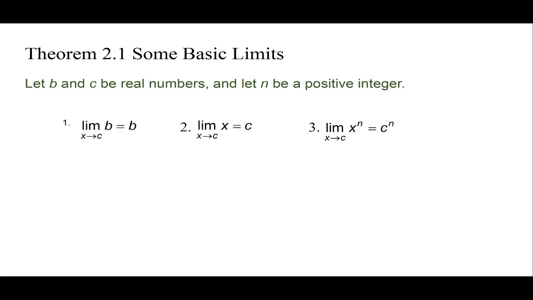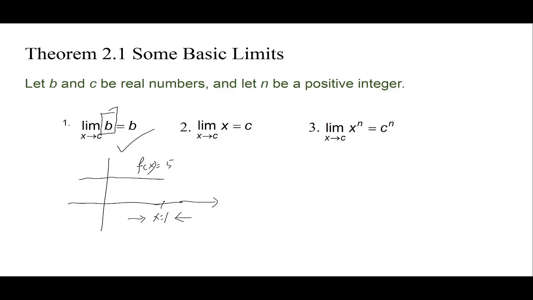There is theorem 2.1, some basic limits. The first one says the limit of any constant function, let's say here the constant is b, the limit of any constant when x approaches any number, we don't care about that c, would always be the same constant. Think about this. Let's say you have a constant function f of x equals 5. No matter where you would like to find the limit, let's say x equals 1 here, when x approaches 1 from the left side and right side, the value of the function would still be the same, that is 5, because the function is a constant function.